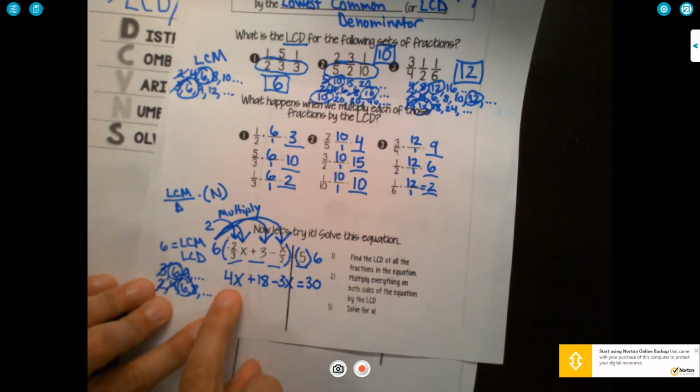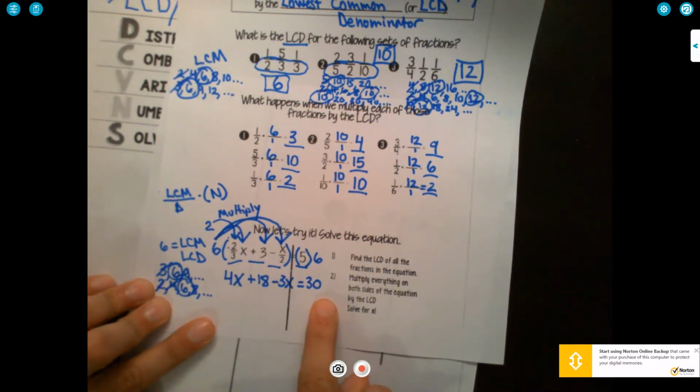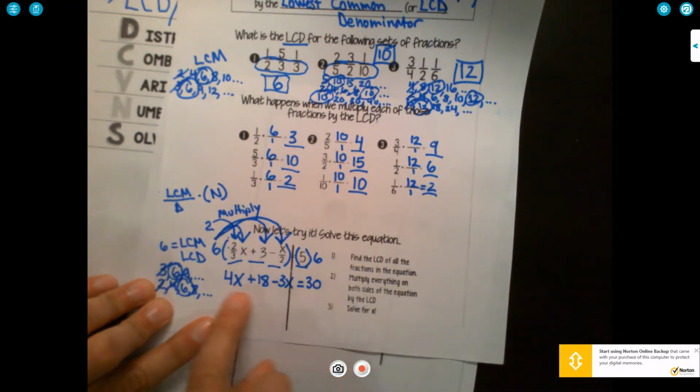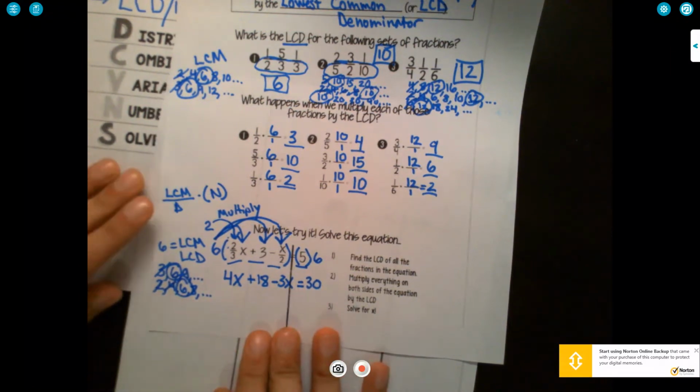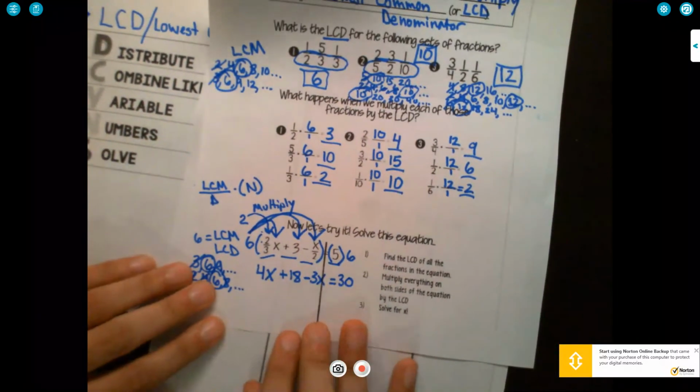There we go. So now we got rid of the parentheses, we got rid of the fractions, and we got rid of the parentheses that we created. So now we can treat this equation just like any other equation we've been doing. So now we can move on to combine like terms.